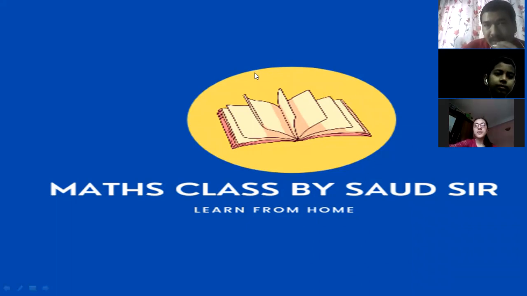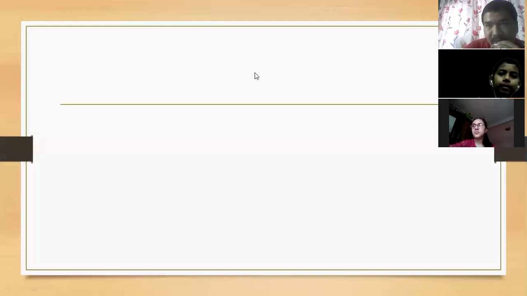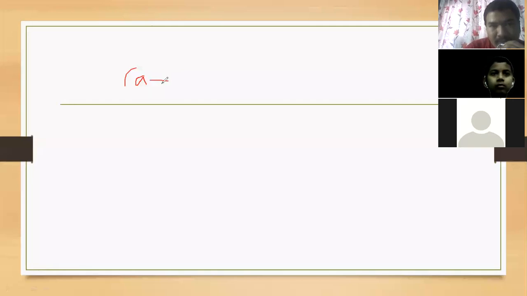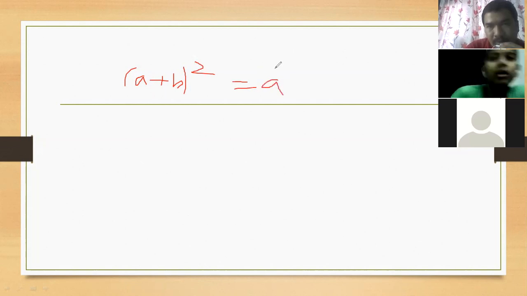Okay, sir. And look here, I want to show you once again what I told you, a minus b and a plus b. (a plus b) whole square equals what you told? Can you tell again? A square plus 2ab plus b square. Good. A square plus 2ab plus b square.